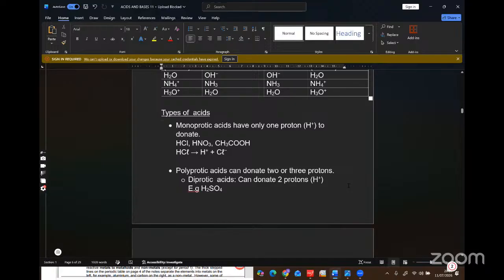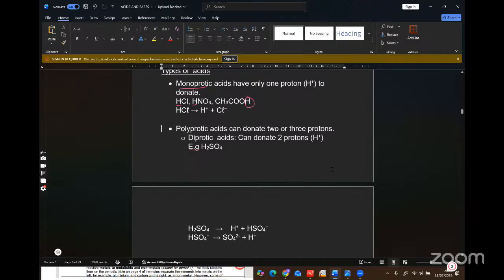Now we're going to talk about types of acids. There are certain acids that can donate only one proton. We call them monoprotic acids. Okay? So it means that all of them have just one hydrogen, like one hydrogen here, one hydrogen here, and this one has this hydrogen here. We call them monoprotic acids. Then we have poly. Poly means many, two or more. Any acid that can donate two or three or simply two or more protons or hydrogen plus, we say it is polyprotic. Now, there are two types of polyprotic acids.